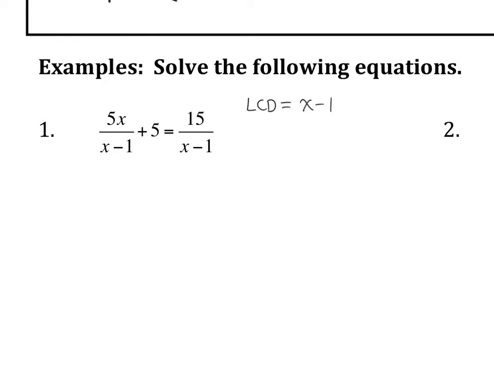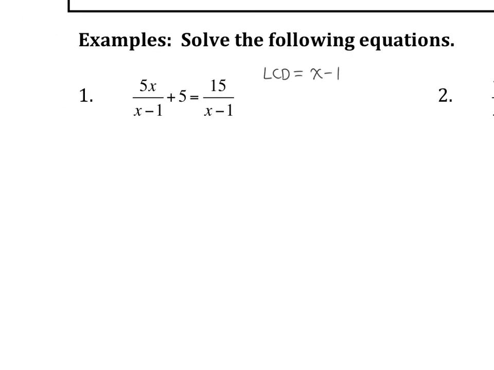But if this was over 4, we'd have to do like times 4. Well, yeah, you won't be able to see that. If there was a 4 underneath the 5, for example, you'd have to do 4 times x minus 1 as your least common denominator. Or if there's an x under 5, it'd be x times x minus 1. Okay? All right, let's do this now.